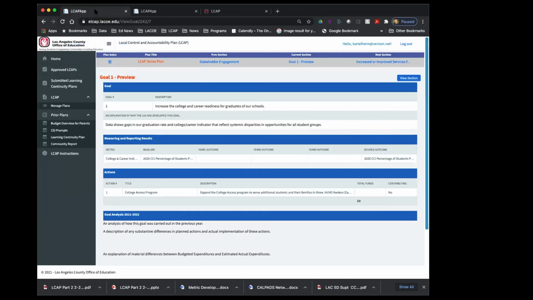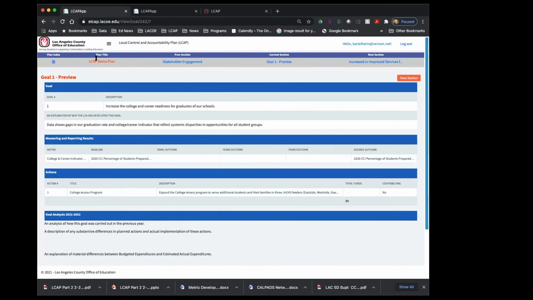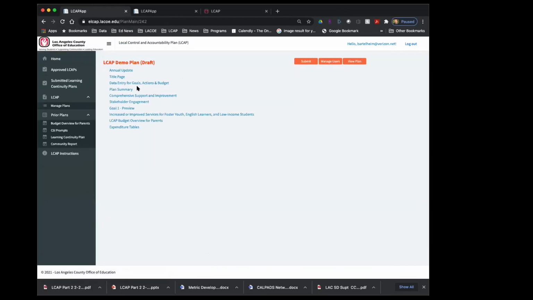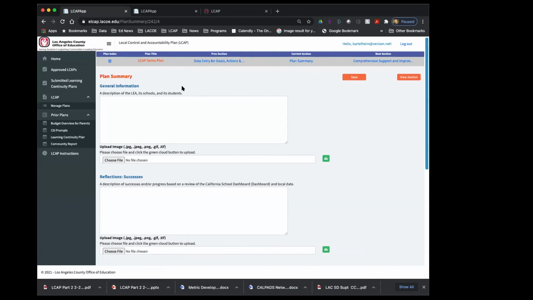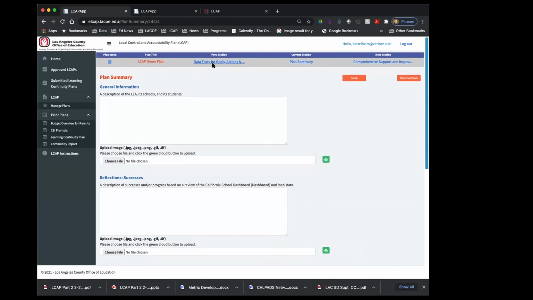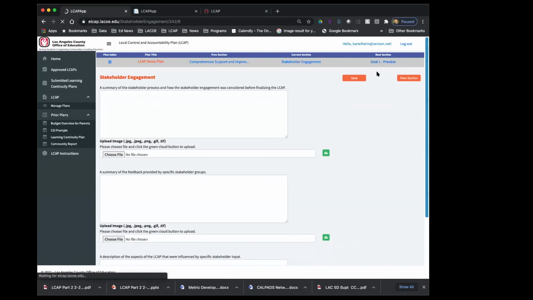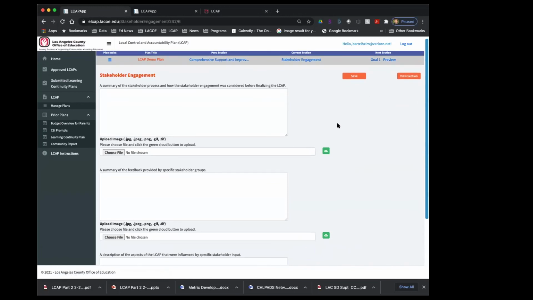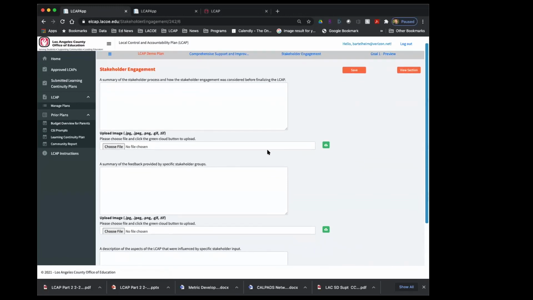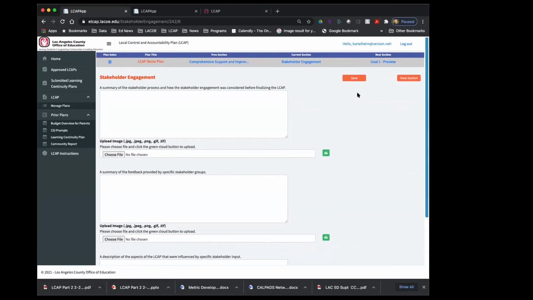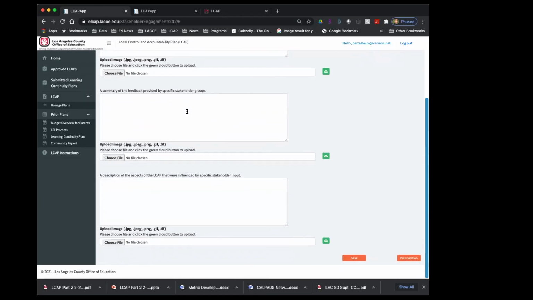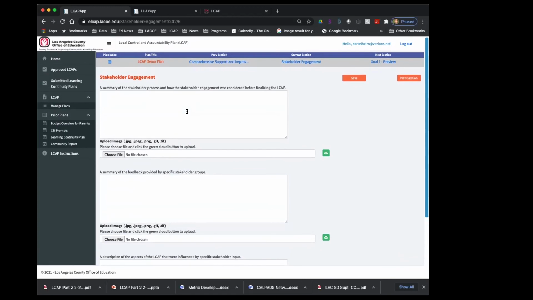So just to give you a quick preview of that. You can see that there's all the sections for plan summary, the comprehensive support and improvement, if you're an LEA that's at a school identified for comprehensive support and improvement, stakeholder engagement. These are all just open text boxes. We do have the option to upload files, a JPEG file, if you have any images you want to add. But that's pretty much it for now for all the pieces you'll need for completing the LCAP.